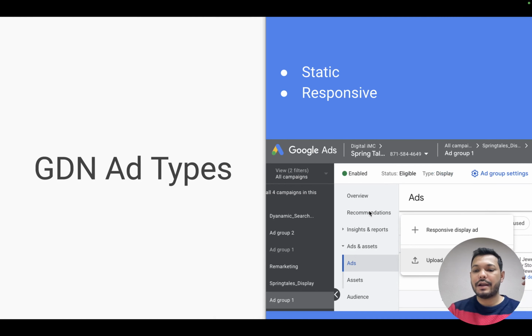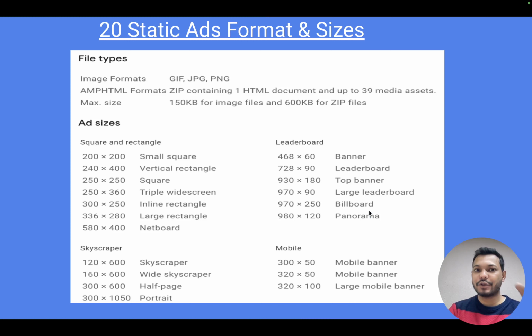So now let's talk about how we create these copies. First of all, you need some hands-on experience with designing tools like Photoshop or Canva if you are thinking about creating static display ads. All these display ads have to be in the image formats of GIF, JPG or PNG, and the maximum size has to be 150. In total, we have around 20 different sizes. So if you have one single design, that design has to be broken into 20 different sizes.